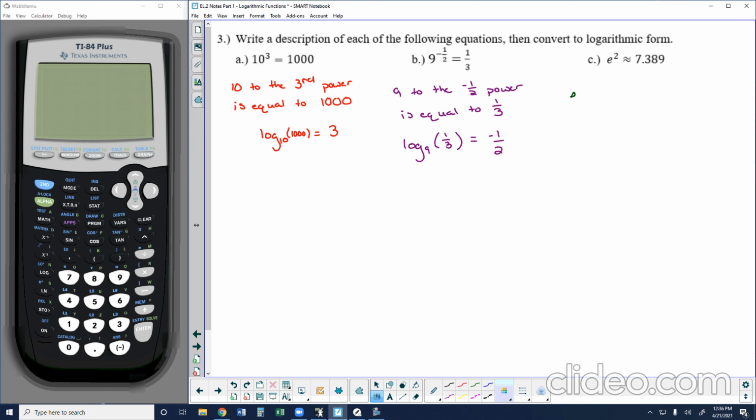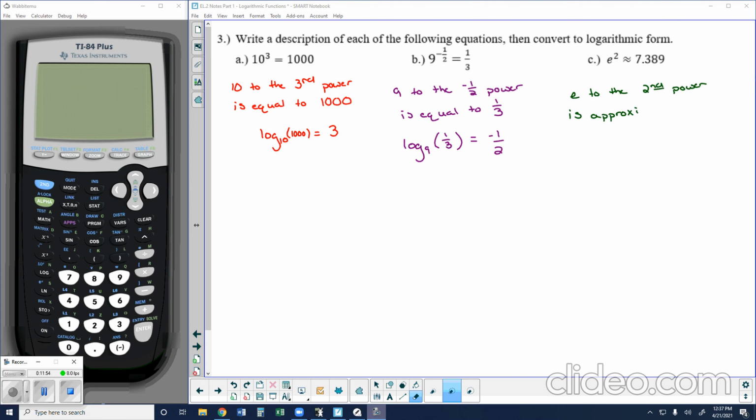So what we have here is that Euler's number e to the second power is approximately 7.389. So that double squiggly equal sign there means approximately. So e to the second power is approximately 7.389.